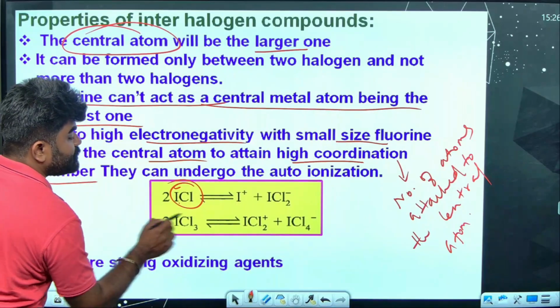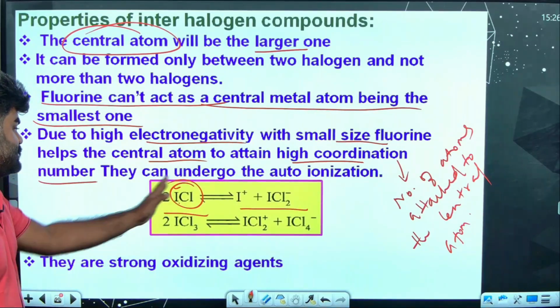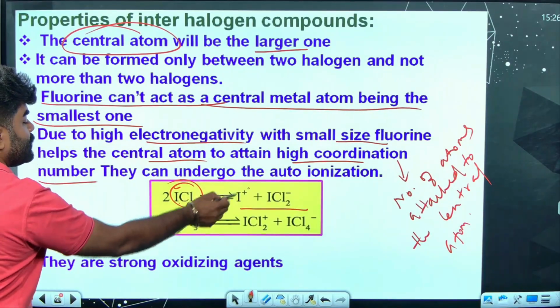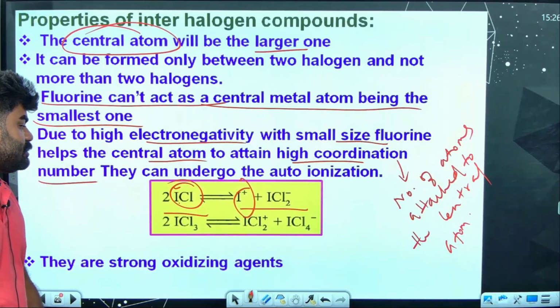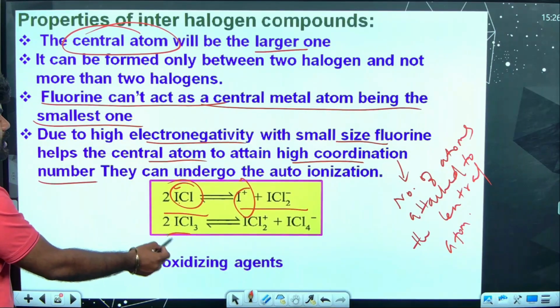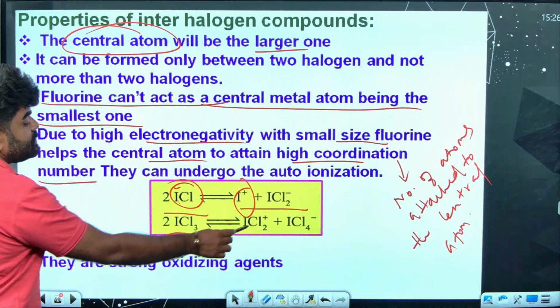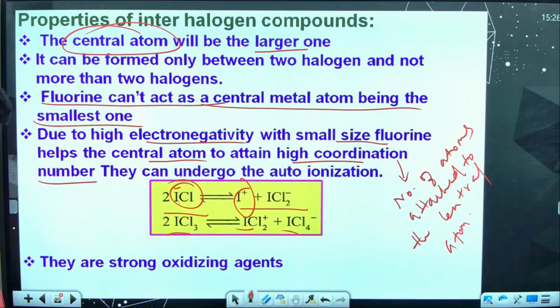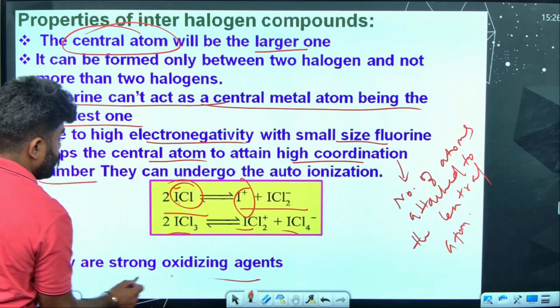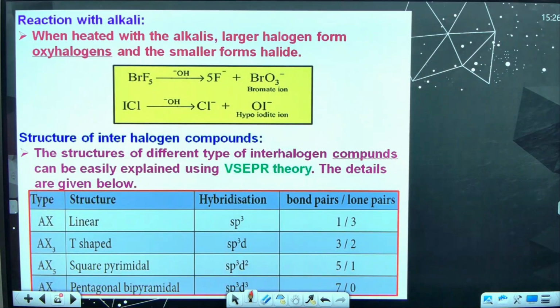And you see that they will undergo auto ionization. அவங்களுக்குள்ளேயே ionizations நடந்துக்கும். இப்போ ICl ionize ஆகும்போது you will get I plus and ICl2 minus. Similarly ICl3 will ionize as ICl2 plus and ICl4 minus, and they are very strong oxidizing agents.